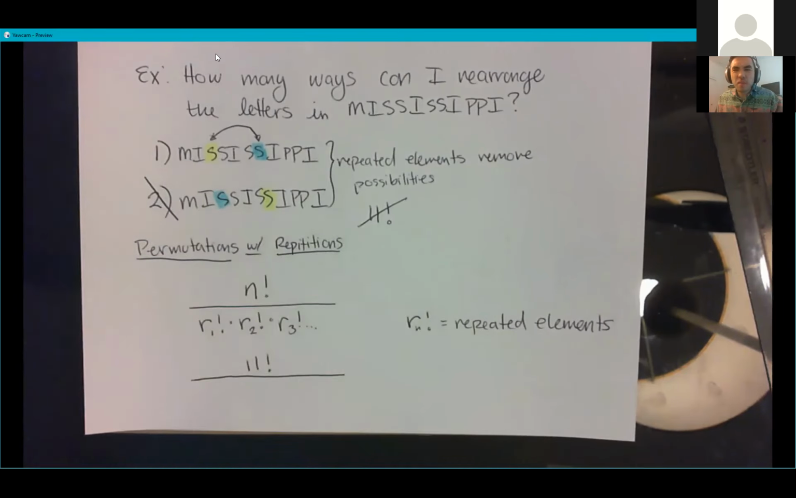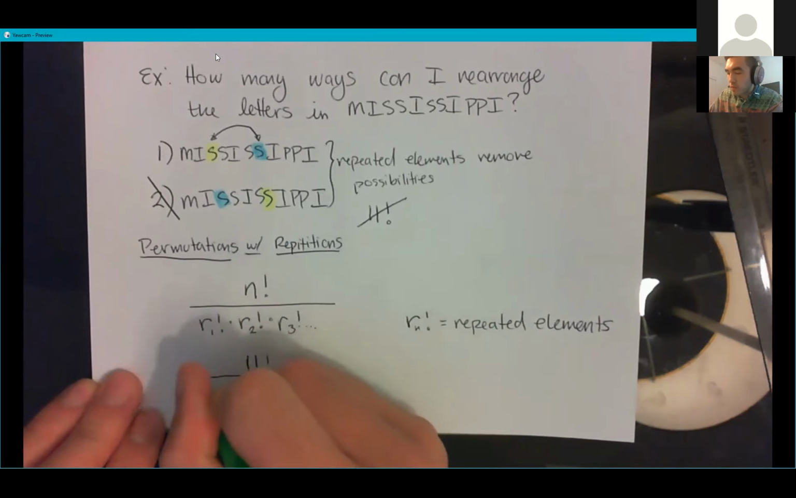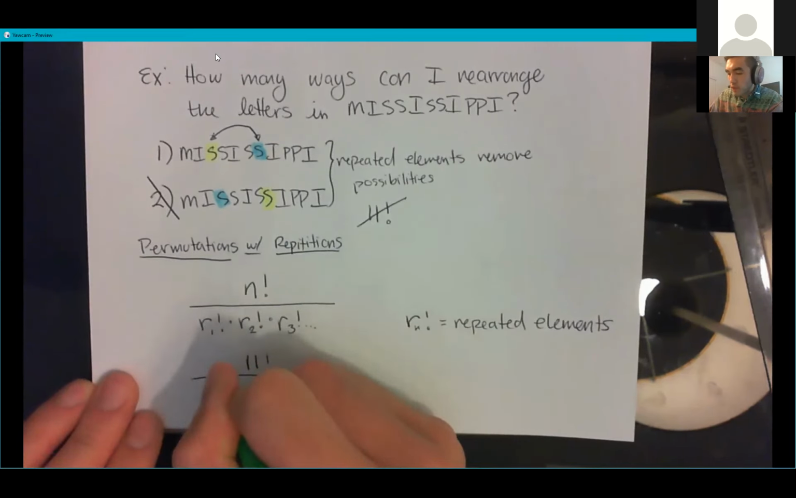But what about I? How many times does I occur here? 4. It occurs 4 times, which is to say that in just considering the arrangement of I's, 4 times 3 times 2 times 1 will tell us how many ways we could swap around I without moving any of the other letters. So because I is repeated, I have to remove 4 factorial from the denominator. So this is 4 factorial for I.